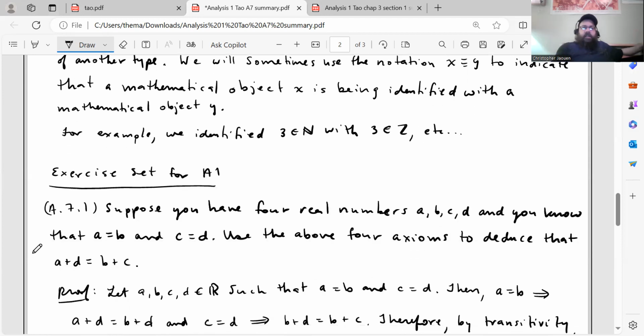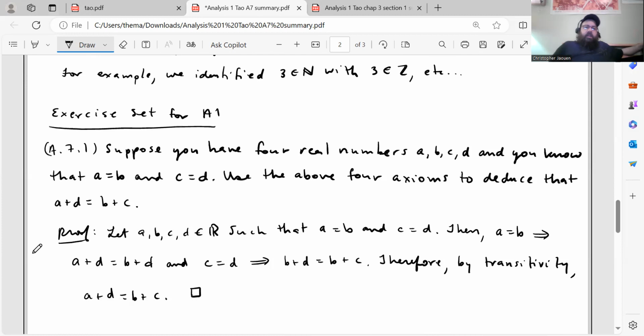And then, so that's the section A.7, and there's only one problem in the exercise set for A.1, which is this question here. Suppose you have 4 real numbers, A, B, C, D, and you know that A equals B and C equals D. Use the above 4 axioms to deduce that A plus D equals B plus C.